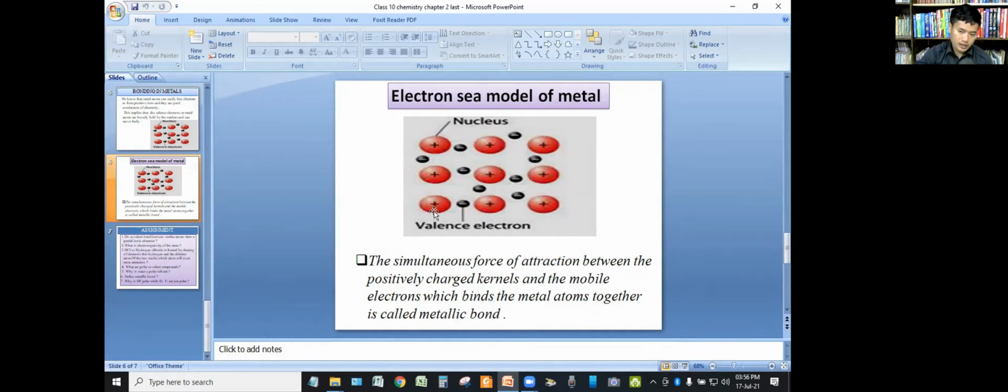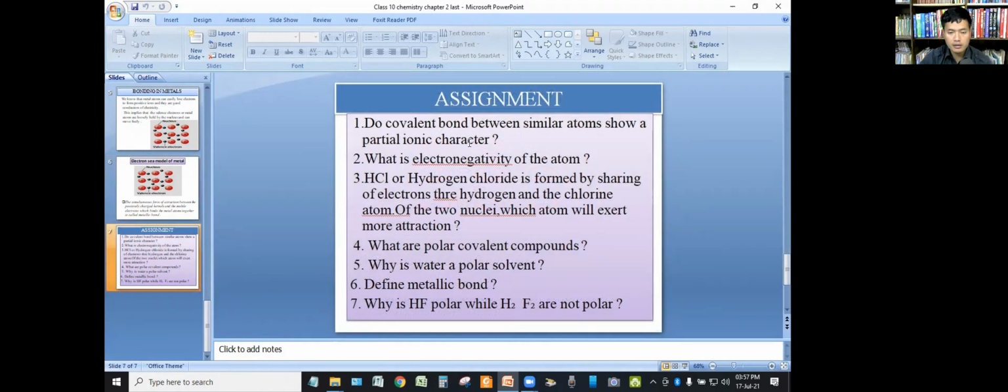So we have this nucleus or the positive charge, and also we have the valence electrons, the negative charge. They can move around freely. There is an attraction between them. The simultaneous force of attraction between them is known as the metallic bond. This attraction is called the metallic bond.